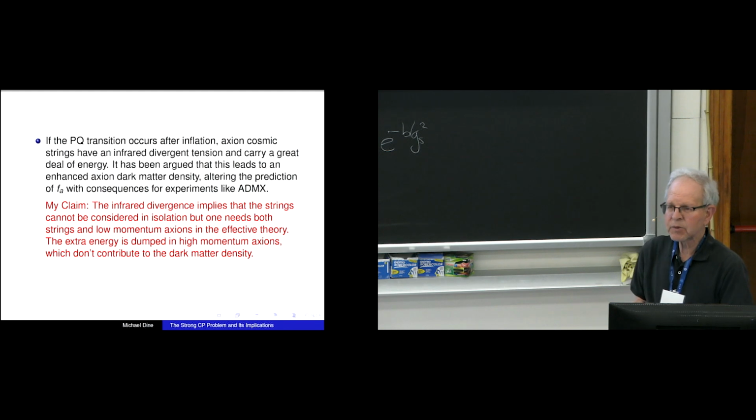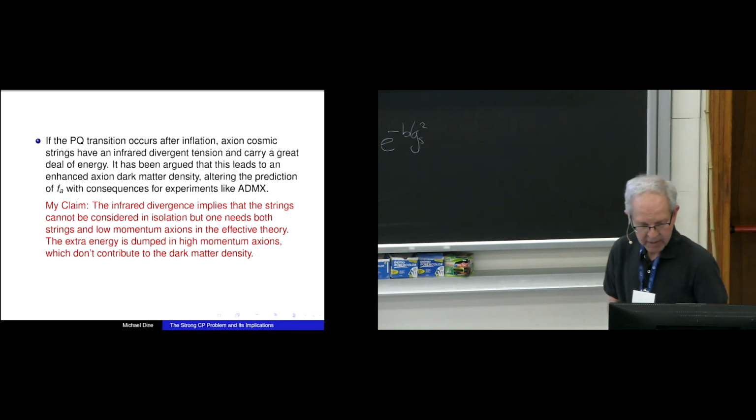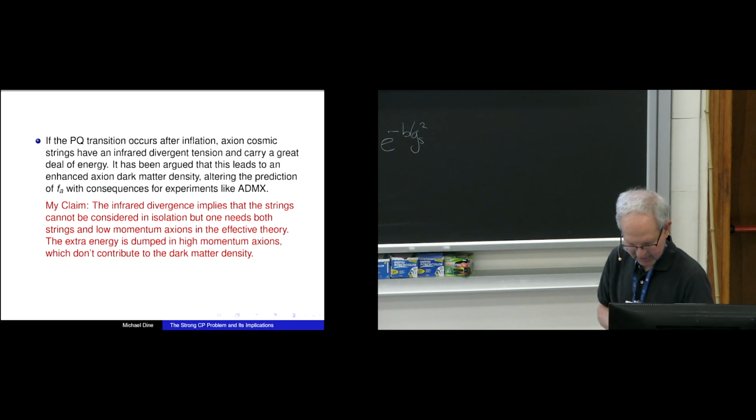And in fact, when you consider that problem, it would appear that the extra energy that you have, the energy associated with these short wavelength axions, gets dumped into high momentum axions, which don't contribute to the dark matter density. Now I realize this is not a statement that's going to go over well with everybody, so I'll just leave it at that, and we can argue about it over the rest of the week.